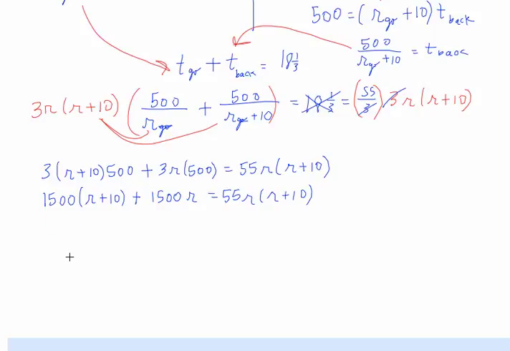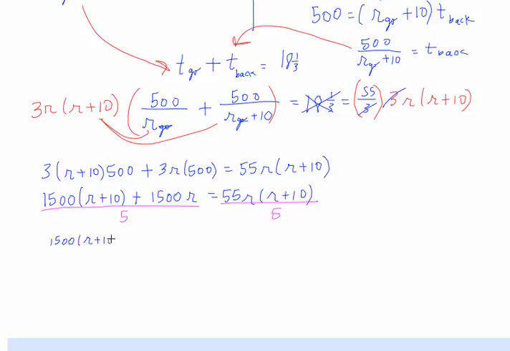And actually, no, before I simplify, let's look for something that we can divide all three of these numbers by, because 55 and 1500 are huge numbers. So let's see, I know that they're all divisible by 5. I think that's all we can do.